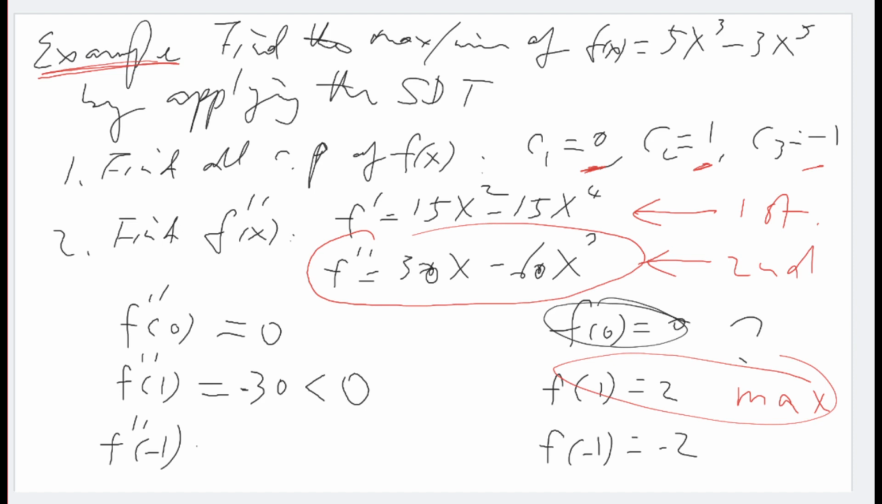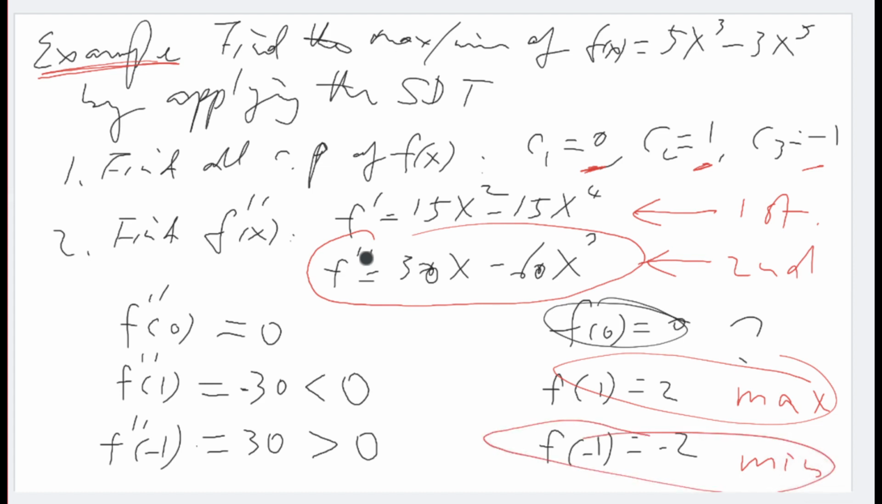Okay, let's see at the third critical point, -1. Again, plug in -1 for x here. Use your calculator. You'll find the value to be positive, or more importantly, the value is positive. When the value is positive, from our test, we can tell this is going to be a minimum value. Okay, we tell maximum and minimum this way, not because 2 is more than -2, so 2 is the maximum. That's not how it works.